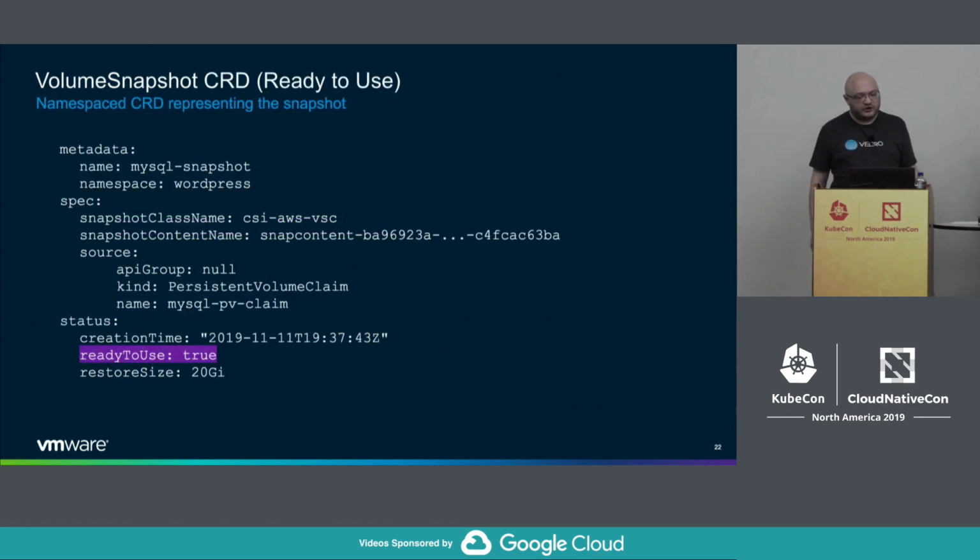Okay, so once your volume snapshot is ready to use, you'll notice down here at the bottom you've got a creation time and that you've got ready to use set to true. And also up in the spec, you have a snapshot content name pointing to the ID of a snapshot content object. Well, I'm sorry, a volume snapshot content object.